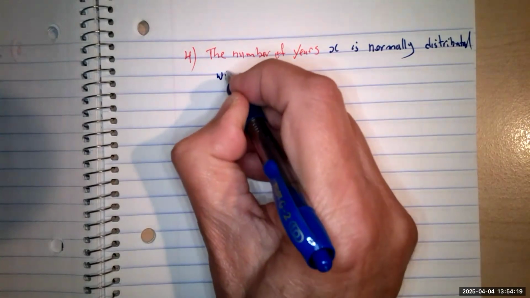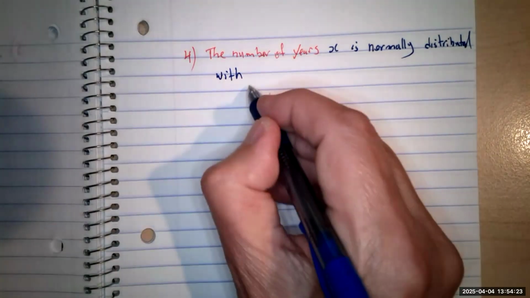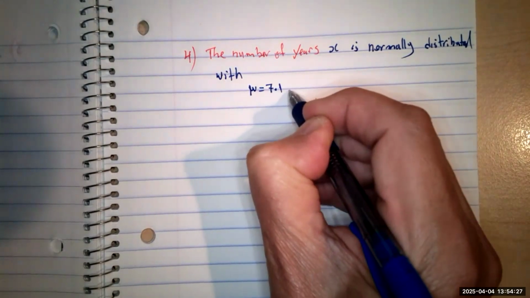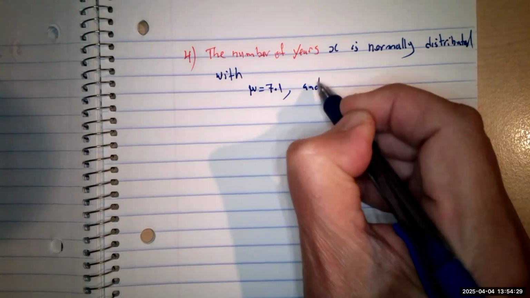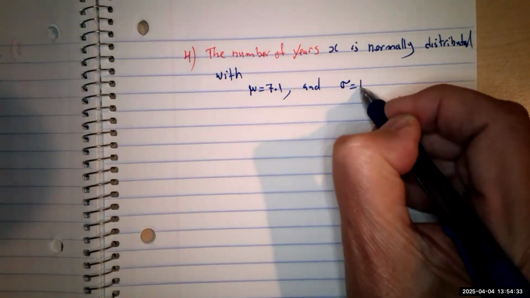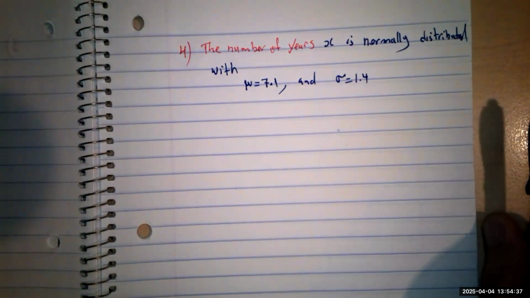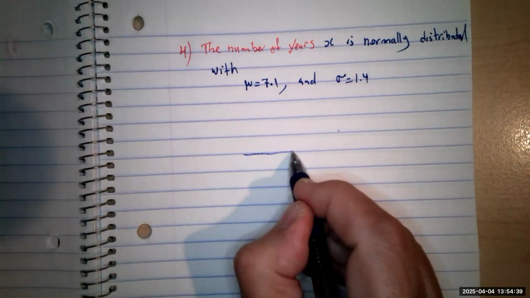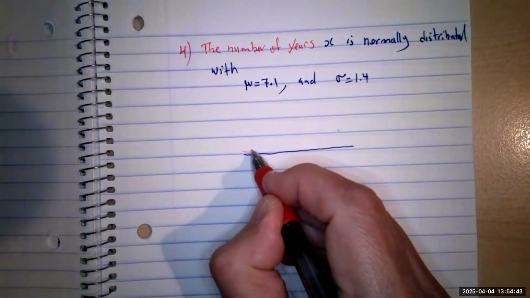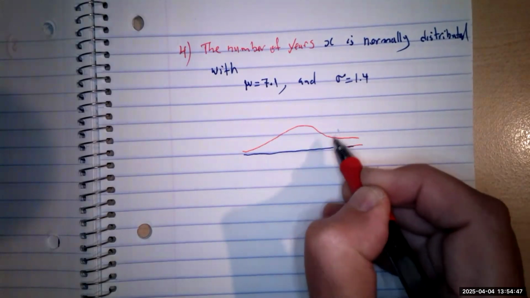Again with mu. The mean is 7.1 years, and the standard deviation is 1.4. So get the normal curve again. This is going to be your normal curve.